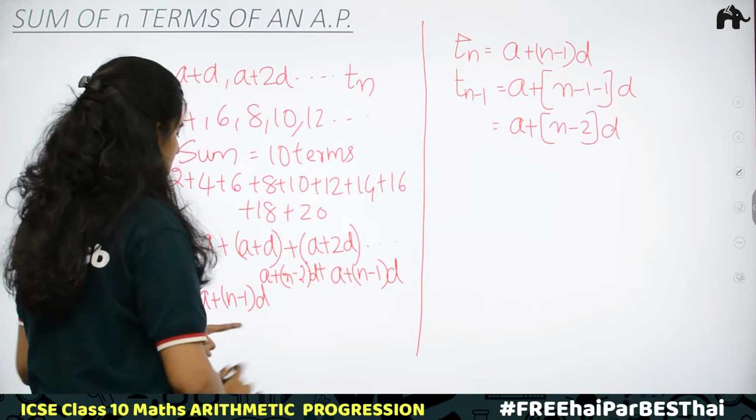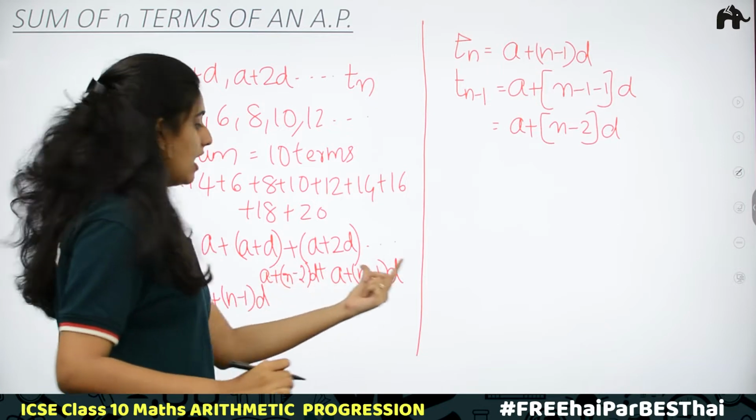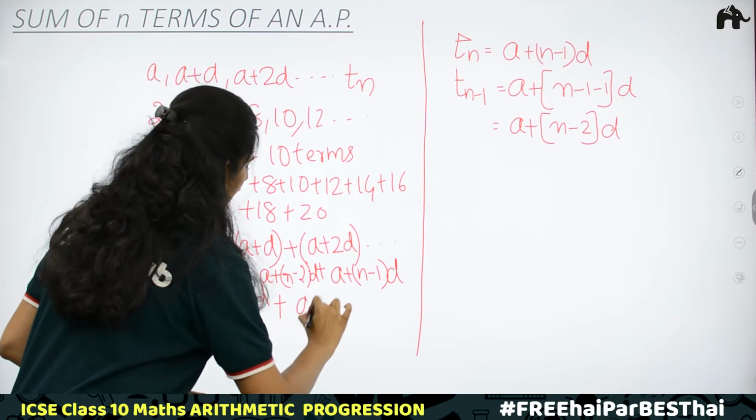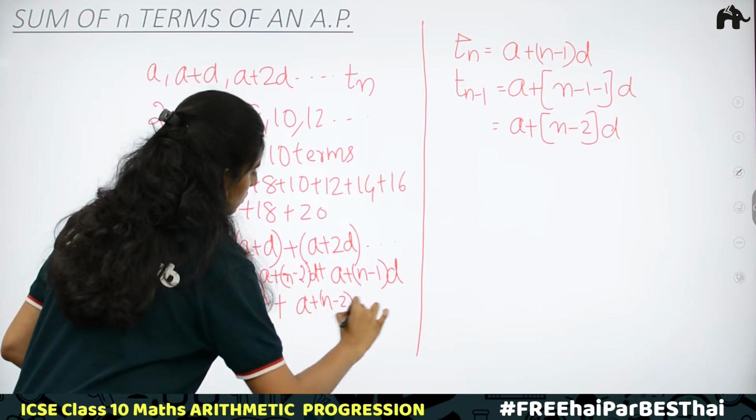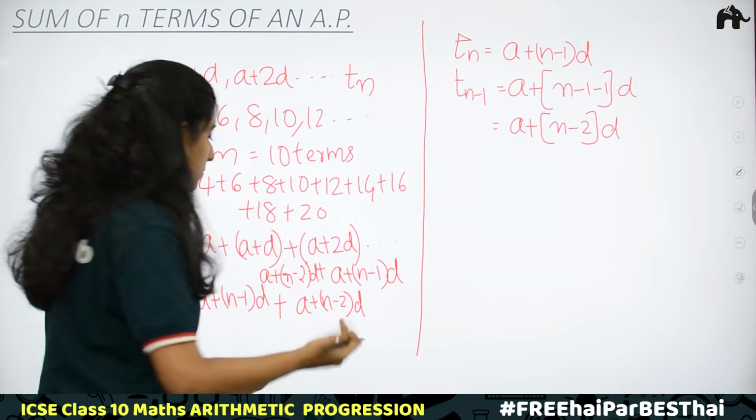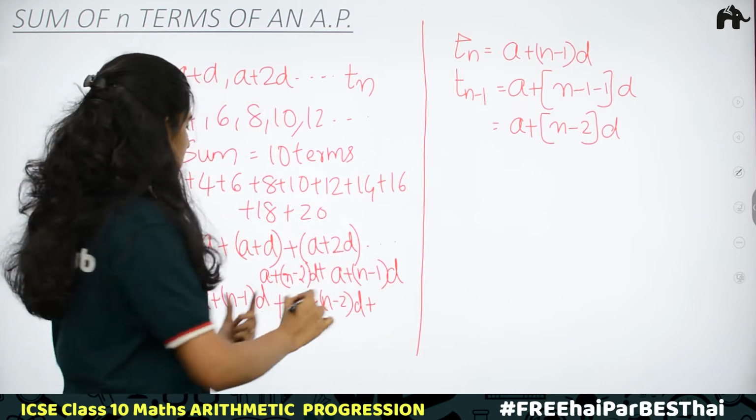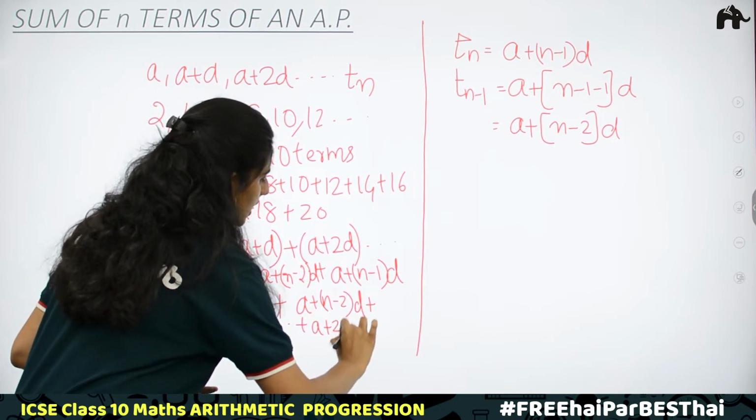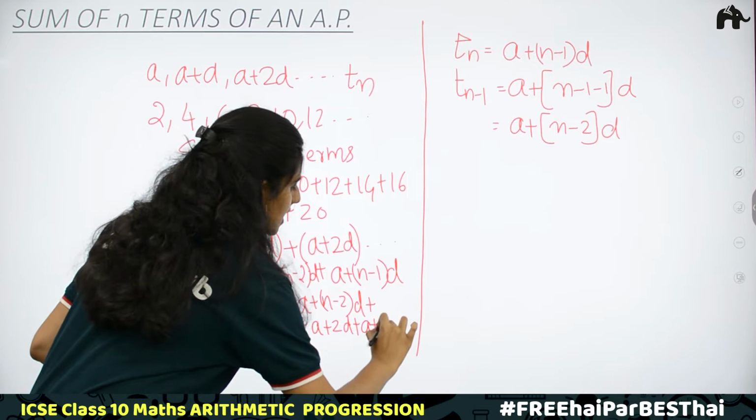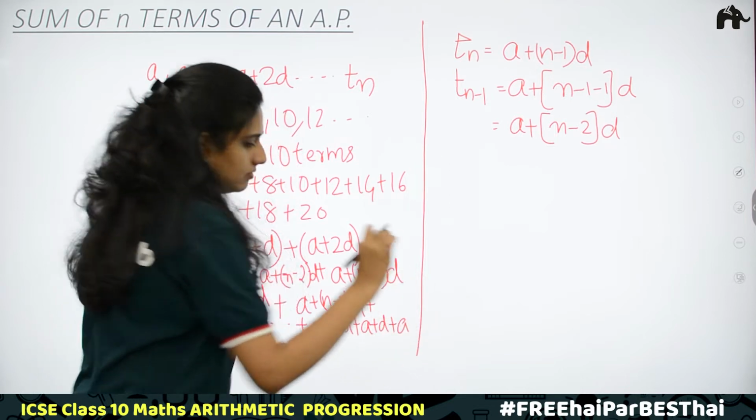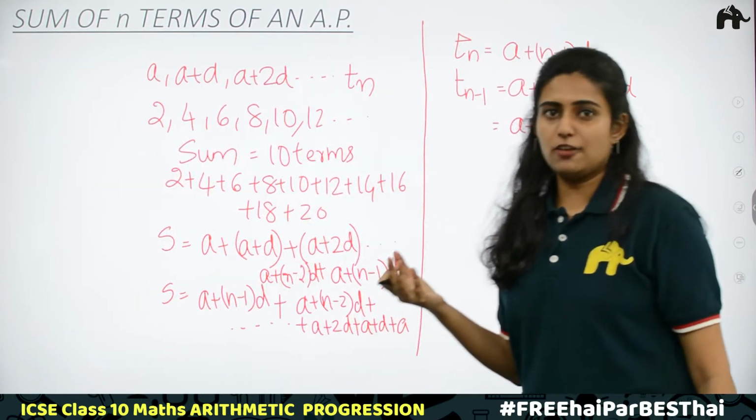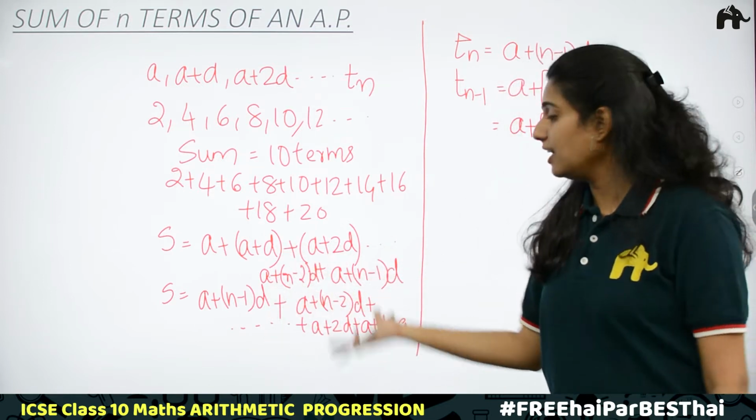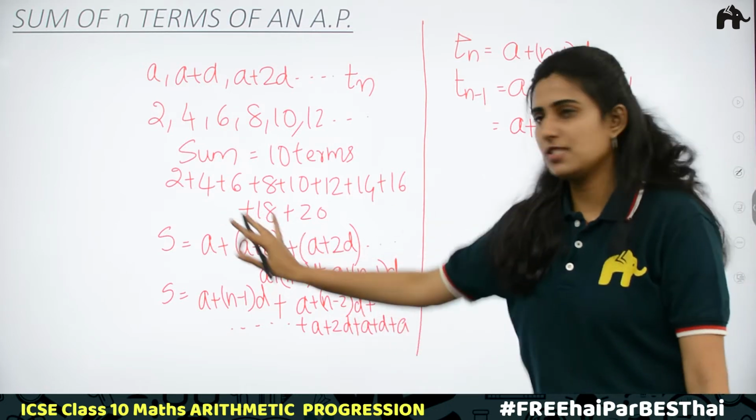Okay. On reversing, we will be getting this as the second term. The last second term becomes the second term here, plus a plus n minus 2 into d. Then you will be having a plus n minus 3 into d, up to where? You will be getting etc. up to a plus 2d plus a plus d plus a. By the commutative property of addition, we know that a plus b and b plus a are equal. If you arrange in any order and add them, you will be getting the same sum.